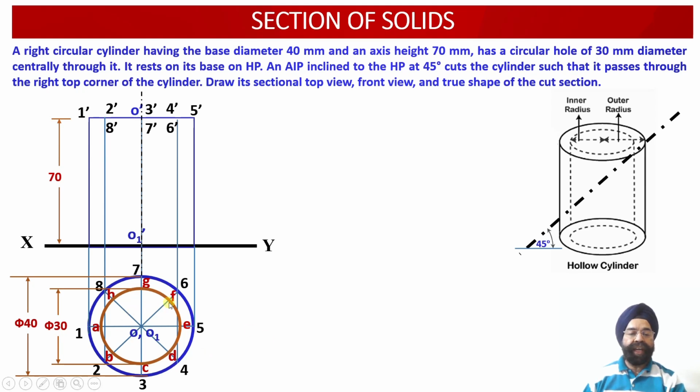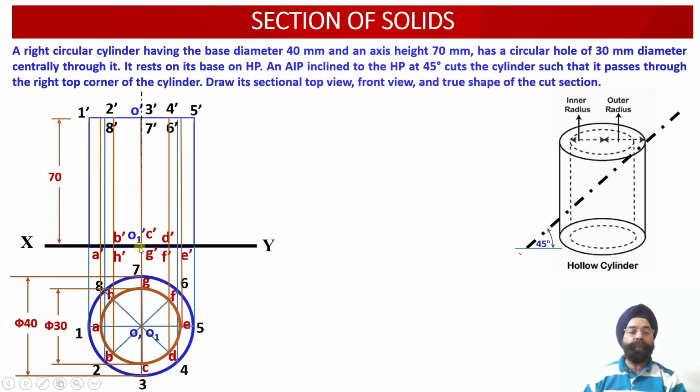Now corresponding to this inner hole, we have to draw the front view projections. So through all of these 8 points, we mark the corresponding projections into the front view projectors. Now A dash, B dash, C dash, D dash, E dash, F dash, G dash and H dash.